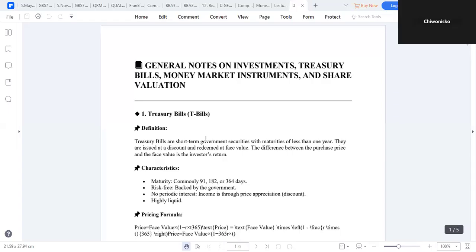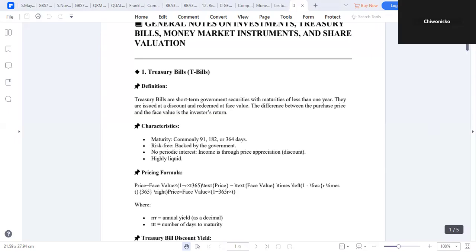We're going to look at investments in terms of treasury bills, money markets, and how the calculations are done. So the treasury bills, we talked about short-term government securities, whose maturities are within a year. These ones are issued at a discount, yet redeemed at face value. So the difference is between the purchase price and the face value, the repurchase price.